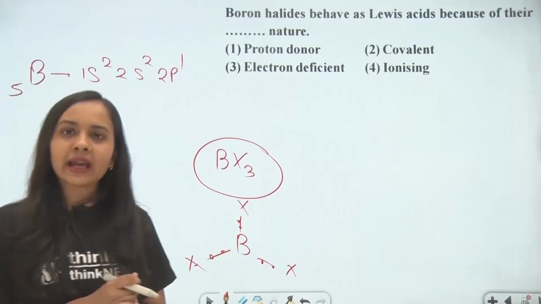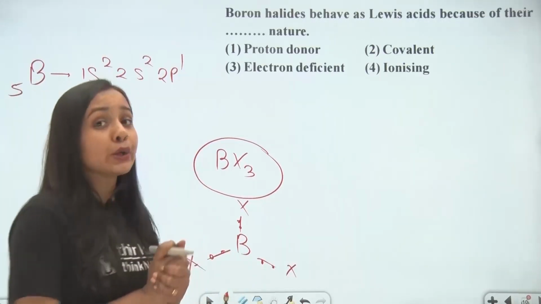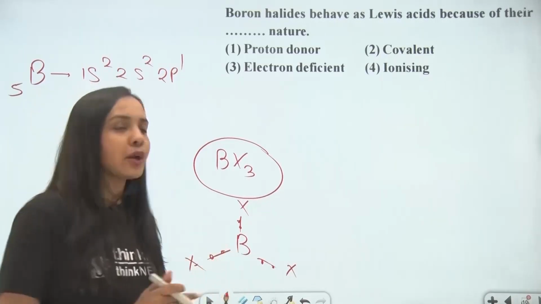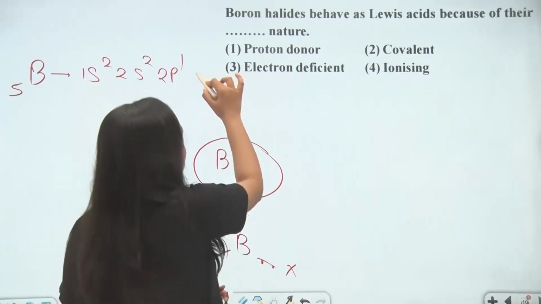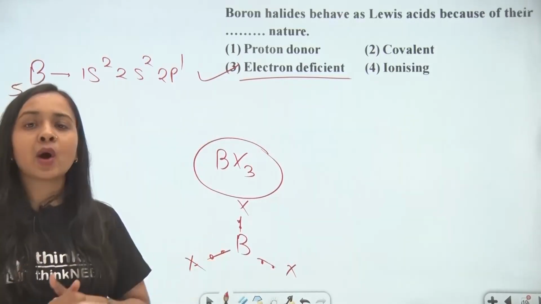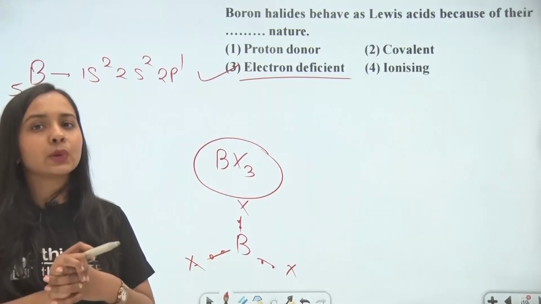So yes, boron halides behave as Lewis acids due to their electron deficient nature because they don't complete their octet, right? So option 3 is the correct answer. It has a vacant orbital, doesn't complete its octet, that's why it will behave as a Lewis acid.